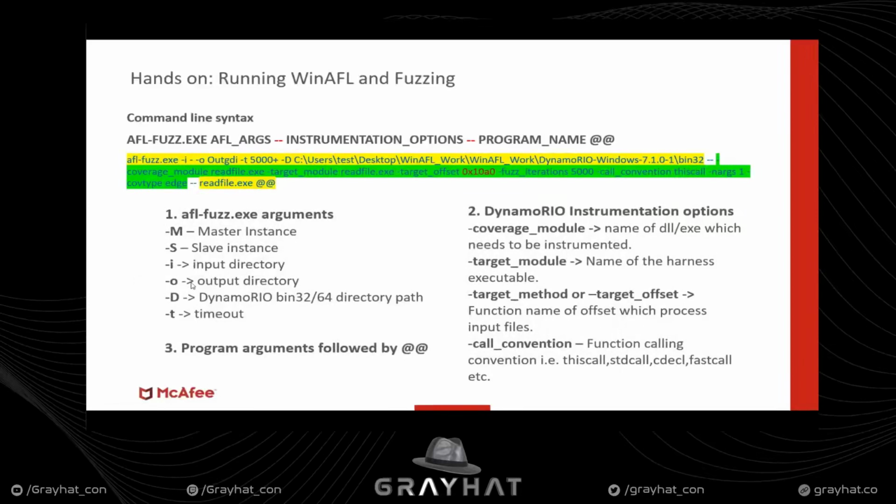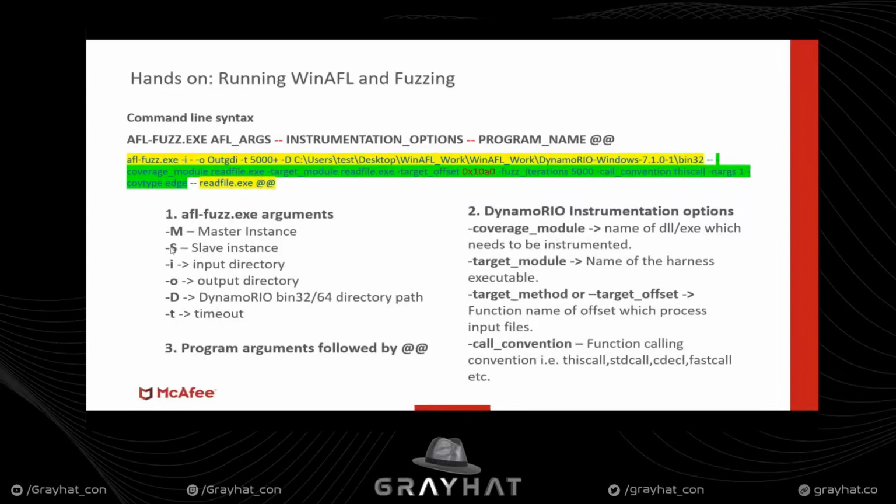And the argument which is different over here is capital -D. It means that you need to give the DynamoRIO bin32 or bin64 directory path over here. As you can see it over here, whatever folder you have copied your DynamoRIO to, you just need to give the bin32 or bin64 path over here so that it can locate drrun.exe and it can do runtime instrumentation. Then this -t, that is for timeout. This is again the same as Linux.